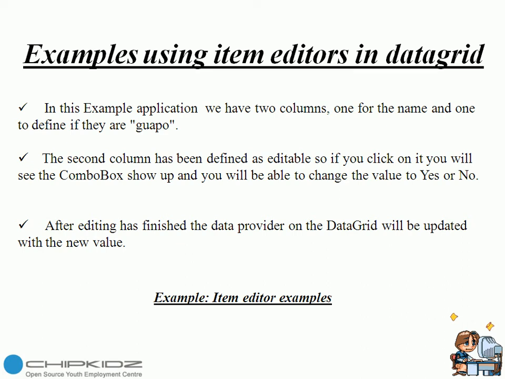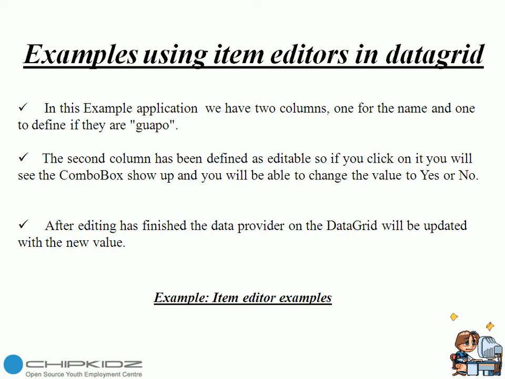In this example application, we have two columns, one for the name and one to define if they are gapo. The second column has been defined as editable, so if you click on it you will see the combo box show up and you will be able to change the value to yes or no. After editing has finished, the data provided on the data grid will be updated with the new value.